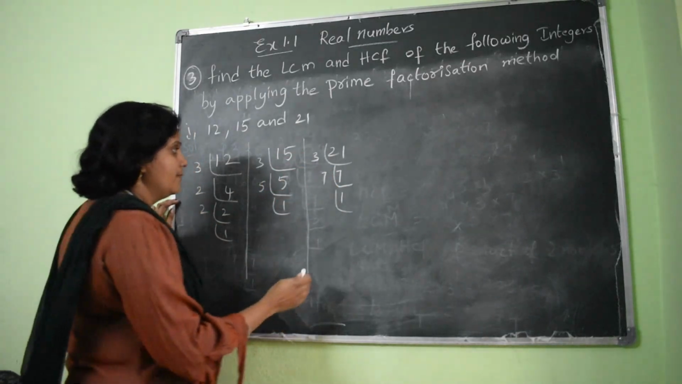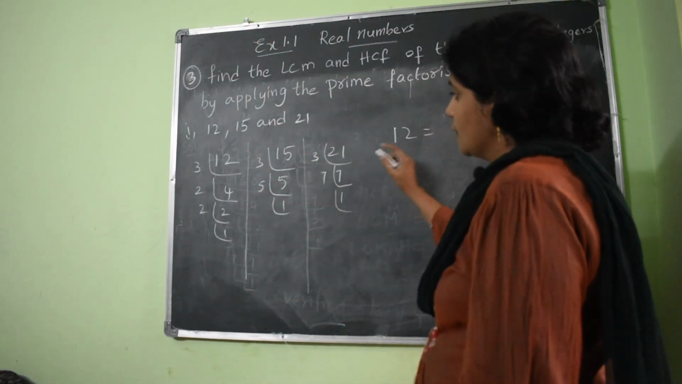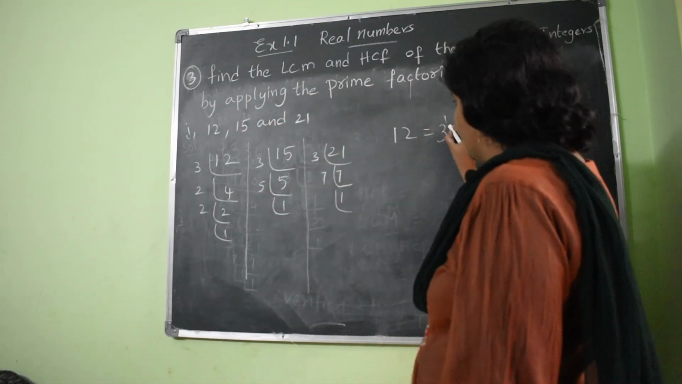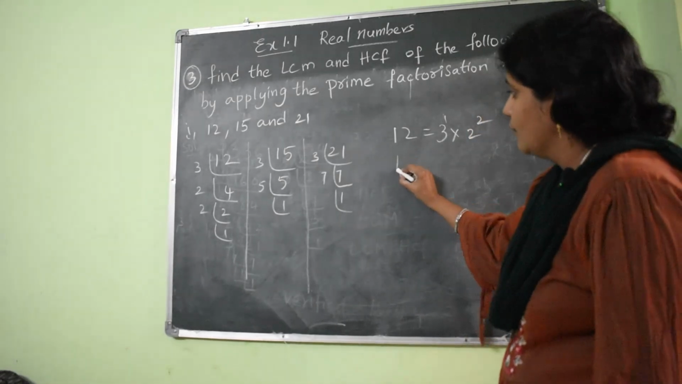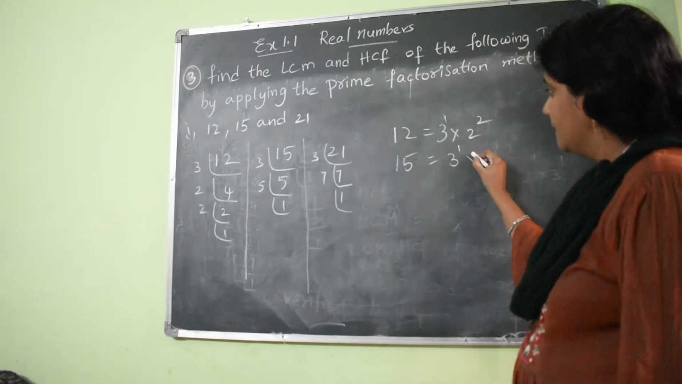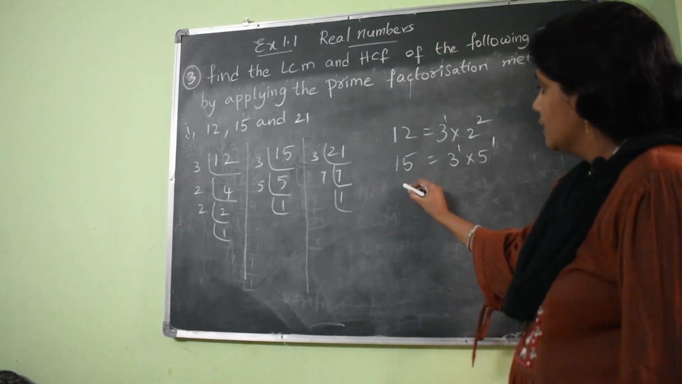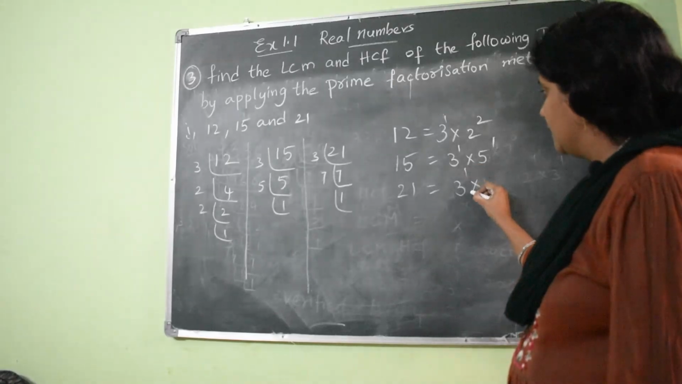So for these numbers, we have written it like this. Now write the factors: 12 is 3 power 1 into 2 power 2. So for 15, what are the values? 3 power 1 into 5 power 1. For 21, what are the values? 3 power 1 into 7 power 1.